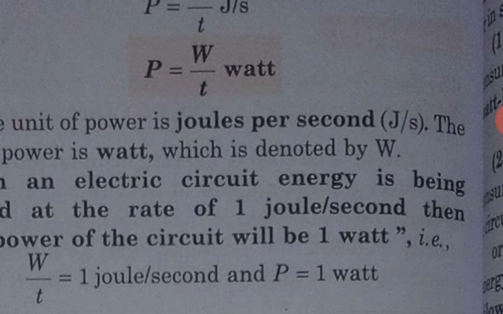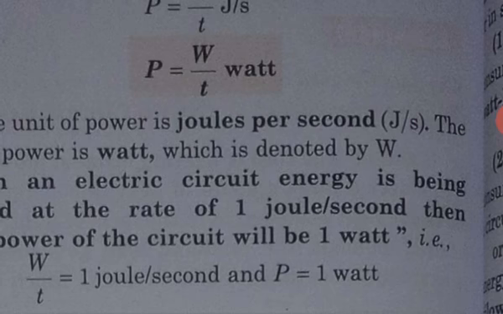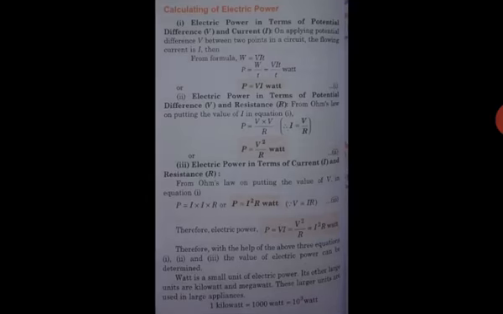If V is measured in volt, I in ampere, and T in second, the unit of P will be joule per second or watt. Thus, if a potential difference of 1 V causes a current of 1 ampere to flow through a conductor, the electrical power consumed will be 1 watt.